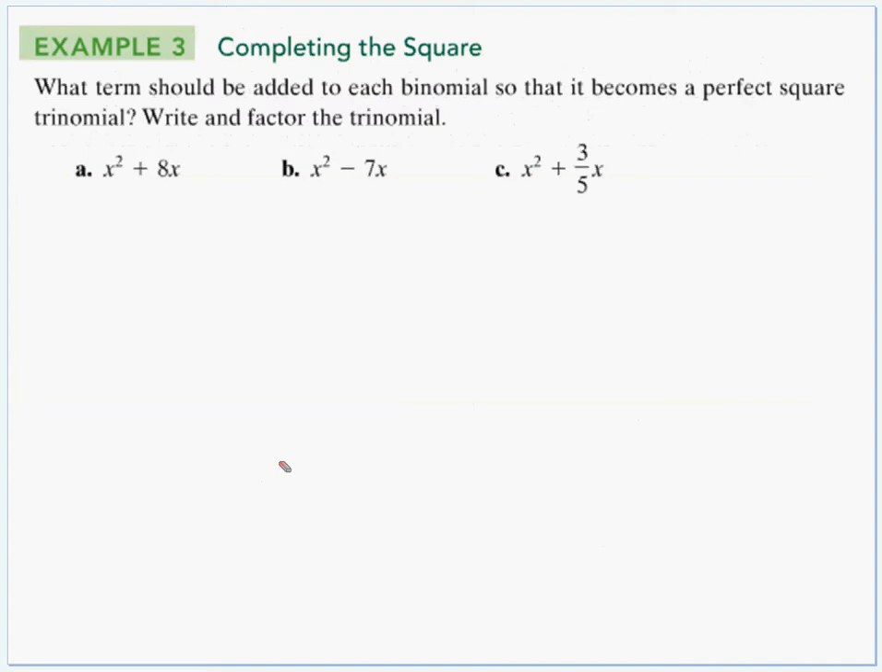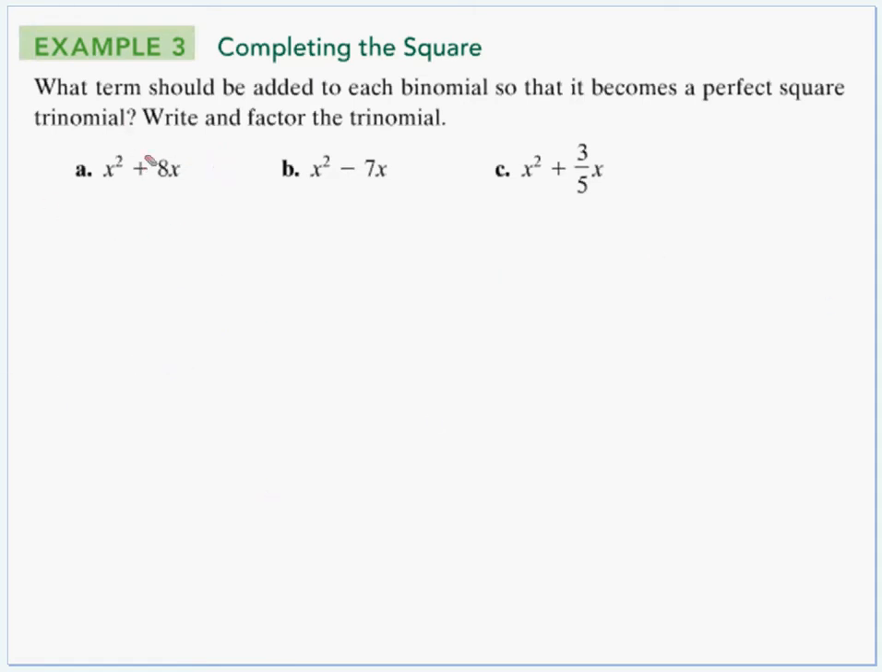So here we go. Here, it's not actually completing the square. It's kind of a baby step. It just says here what term should be added to each binomial so that it becomes a perfect square trinomial. So, here we've got our x squared plus 8x. So we look at this number here in front of the x, and we take that number, cut it in half, and square it. So I'm going to cut 8 in half, that's 4, and then I'm going to square it. So if we added a 16 there, we could rewrite this as x plus 4, quantity squared.